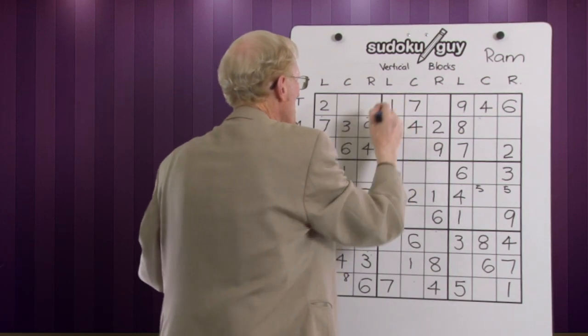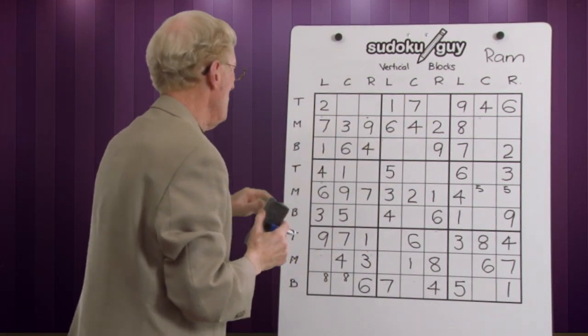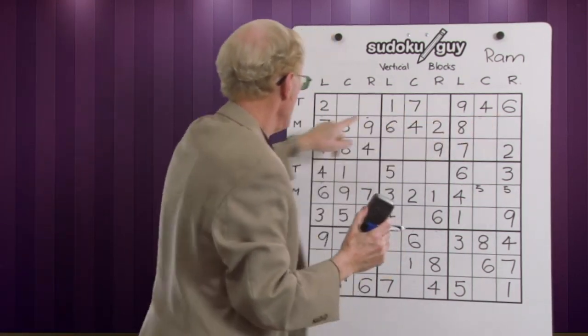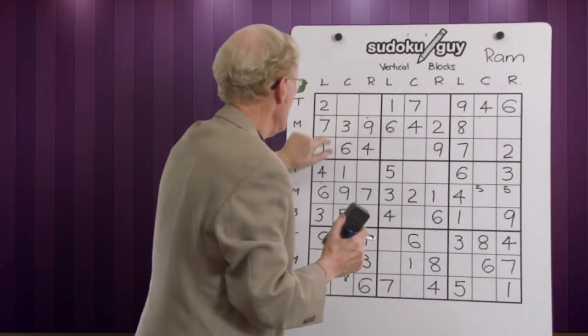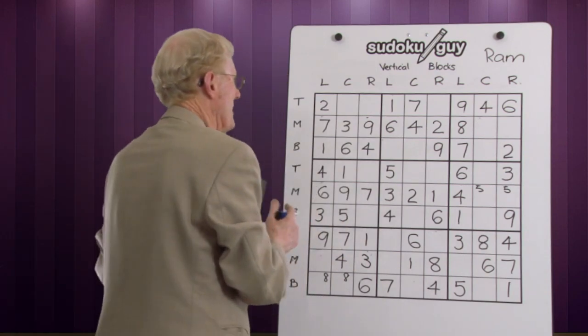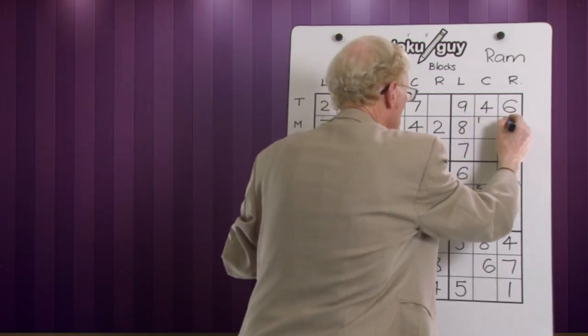And now let's look at the ramification of that 1. We have now 2 1s in this horizontal section. 1, 1, a bottom and a top. Therefore, there's got to be a 1 over here in these 2 little ones.